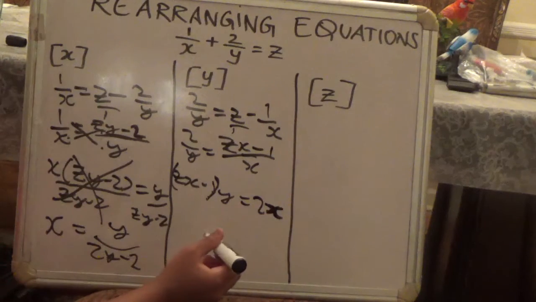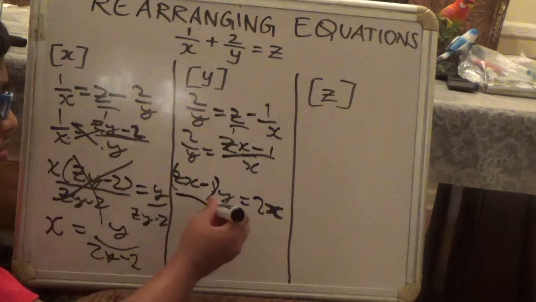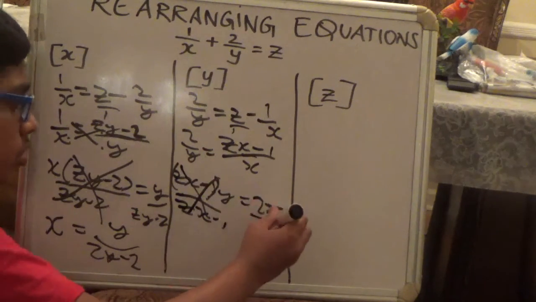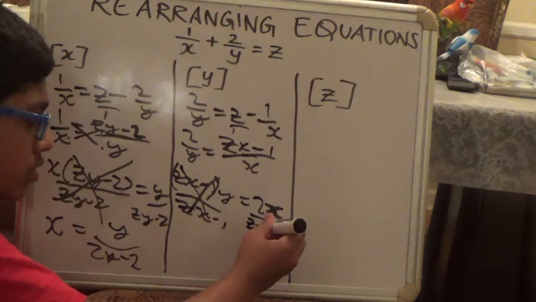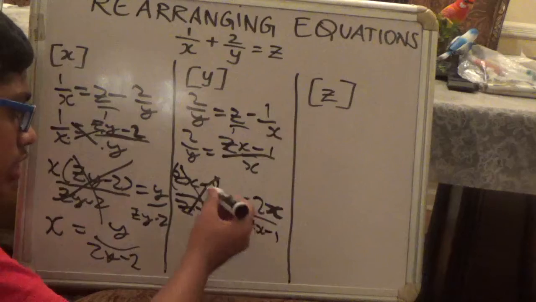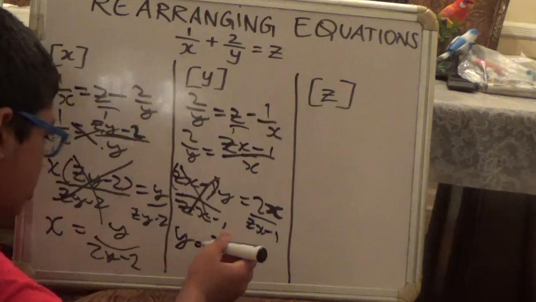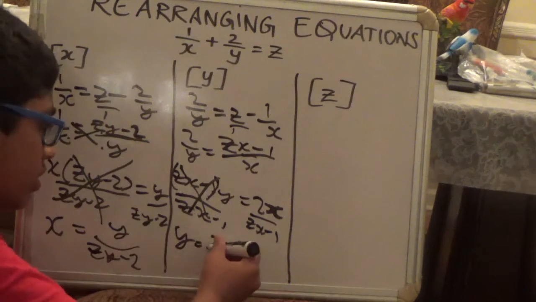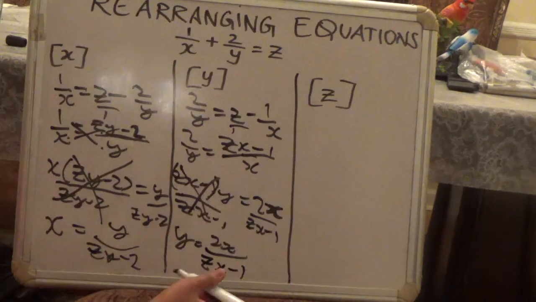That's an x. Okay, so now we just divide by 2x minus 1. This is a 2x minus 1. So when you divide by 2x minus 1 on both sides, because when you divide both sides the equation stays balanced, and you simplify, you get y equals 2x over 2x minus 1. Okay, that's a little tricky.